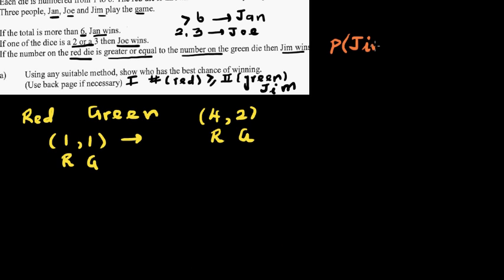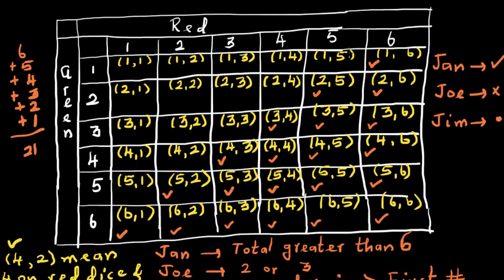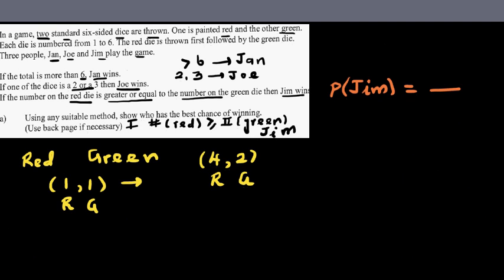Let's go back. To find the probability, first, how many total outcomes are there? You've got 6 across and 6 down, so you've got 36 outcomes in total. Out of them, there are 21 outcomes which make Jan the winner, not Jim. So the probability of Jan winning is 21 out of 36.